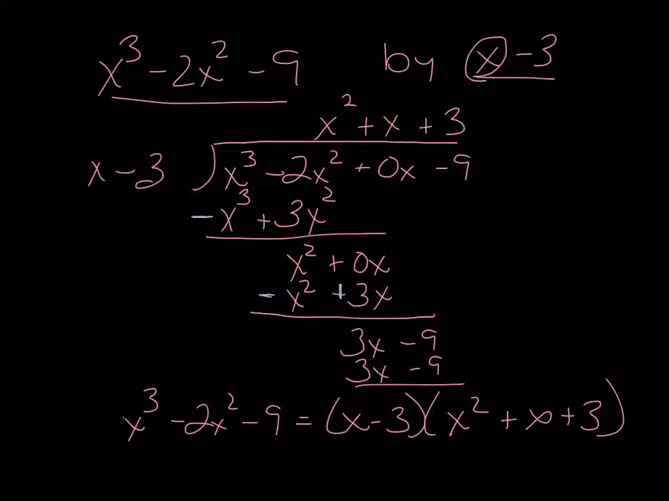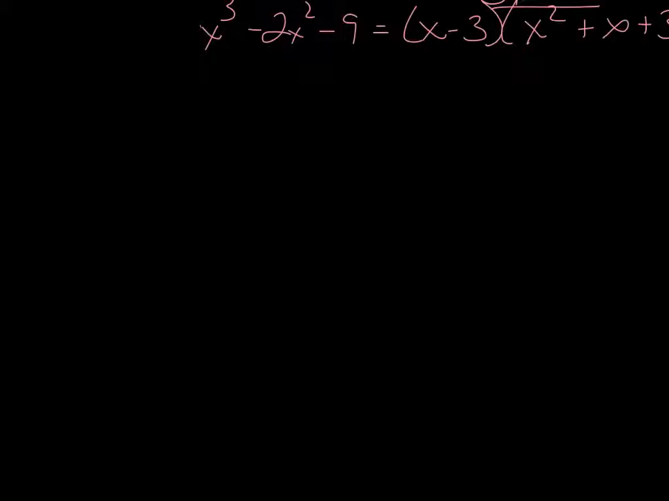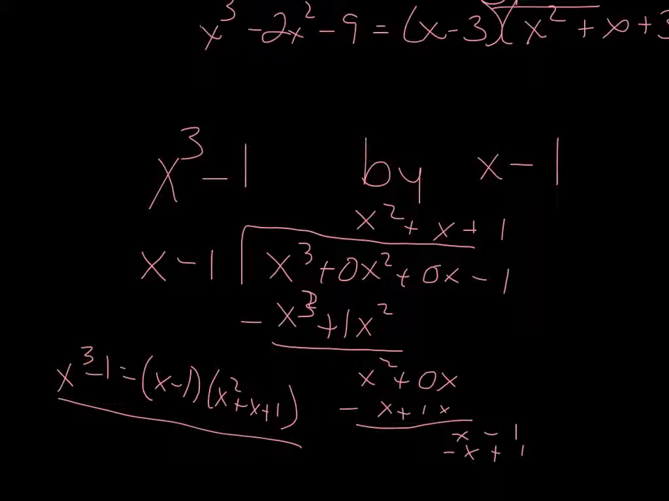Let's have you try one. Let's divide x cubed minus 1 by x minus 1. What are you going to have to watch out for? The x squared and the x, so you'll have to add some placeholders. So divide this one out. Okay, so that one is done correctly.